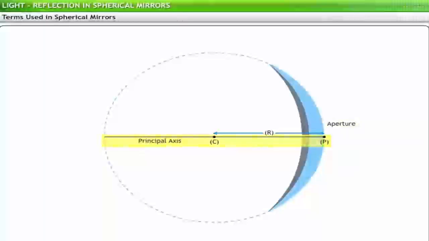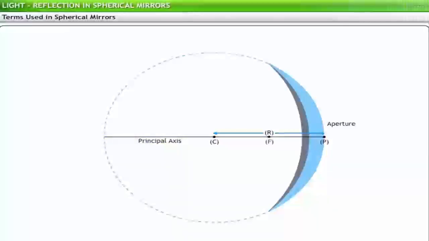You need to be familiar with the terminology used in calculations involving spherical mirrors before you get into more detail. Let's start with the center of curvature. Center of curvature, C, is the center of the sphere of which the mirror is a part. Radius of curvature, R, is the radius of the sphere of which the mirror is a part. Pole, P, is the geometric center of the spherical mirror. Aperture is the surface of the mirror used for reflection. Principal axis is the line joining the pole and the center of curvature.